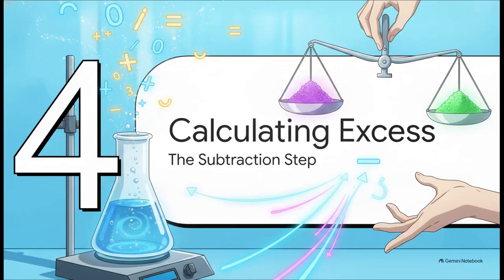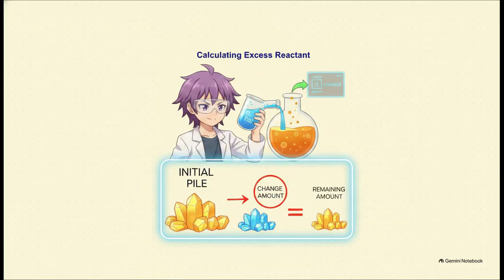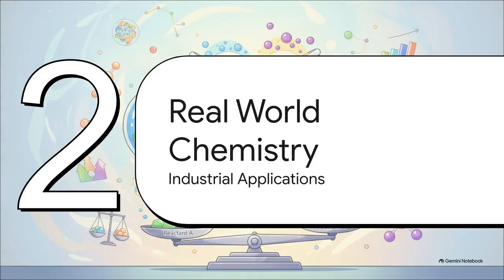Moving on to chapters 4 and 5, calculating the excess and the subtraction step. The actual procedure here is beautifully simple. It's really just 2 steps. Step 1 is a stoichiometry calculation to find what we call the change amount. That just means calculating how much of the excess reactant actually reacted with the limiting reactant. Then, step 2 is a basic subtraction step. You literally just take that change amount and subtract it from your starting pile. That's it.